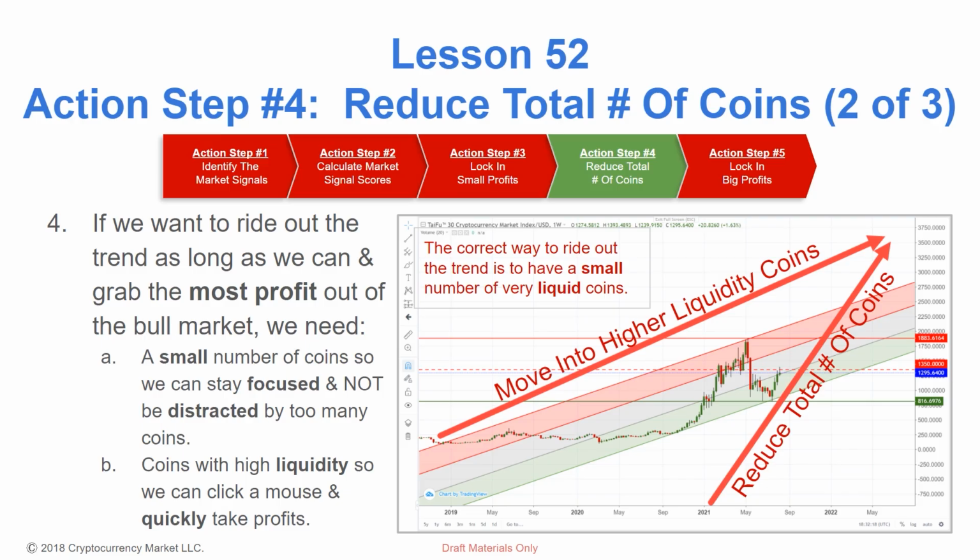The way that you ride out the trend for as far as you can is by having a low number of coins in your portfolio, and not just a low number of coins, but the coins that you're holding have the highest amount of liquidity available for you to get out very quickly.